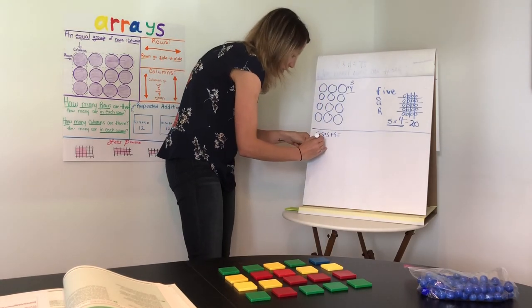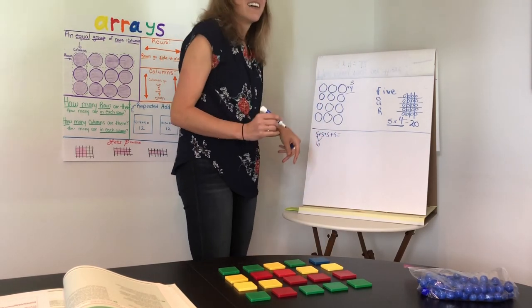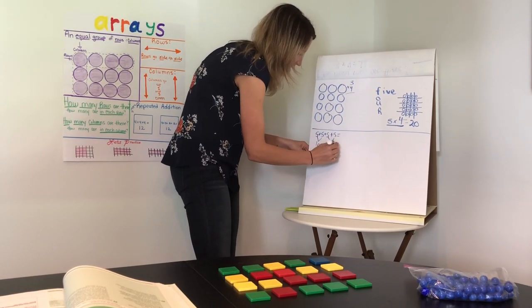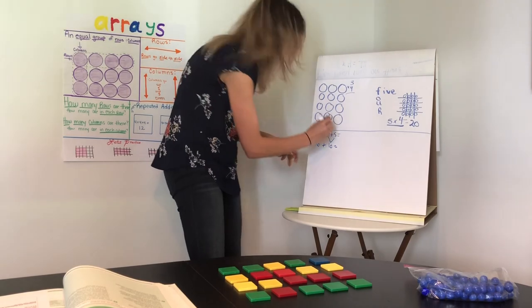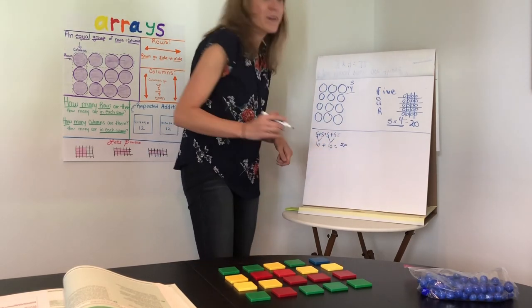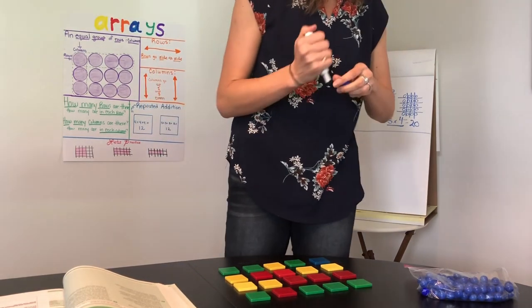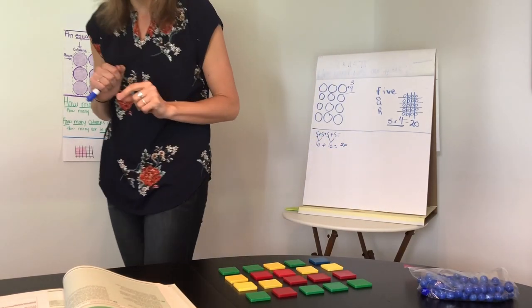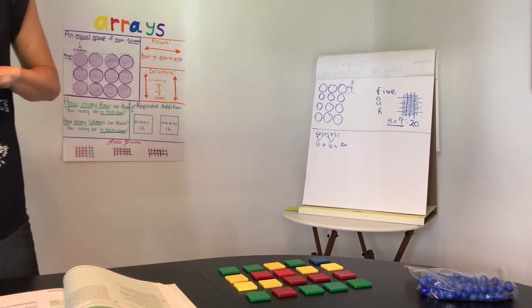Well, we know that 5 plus 5 is 10. And we know that 5 plus 5 is 10. And so 10 plus 10 is 20. You're right. We did it. Just like that, we got 20. Mike has 20 stickers.